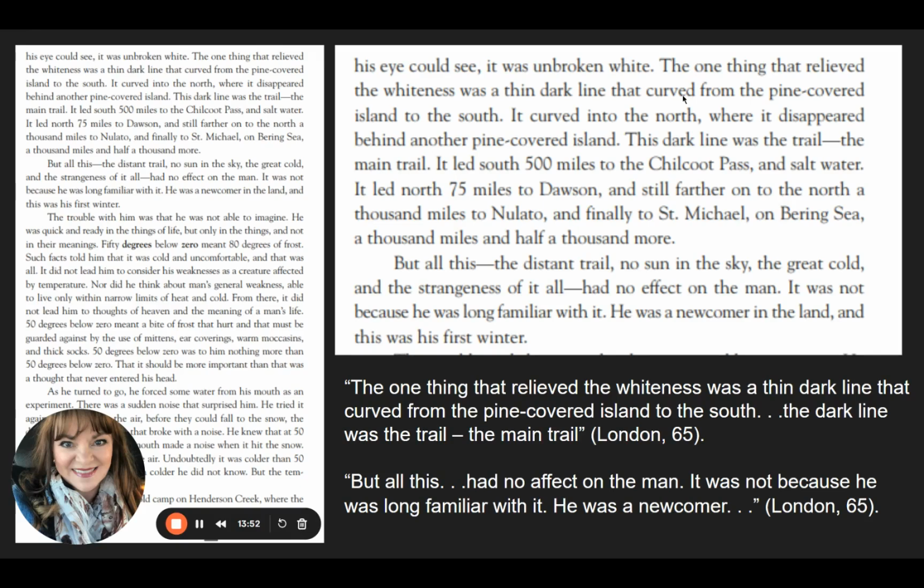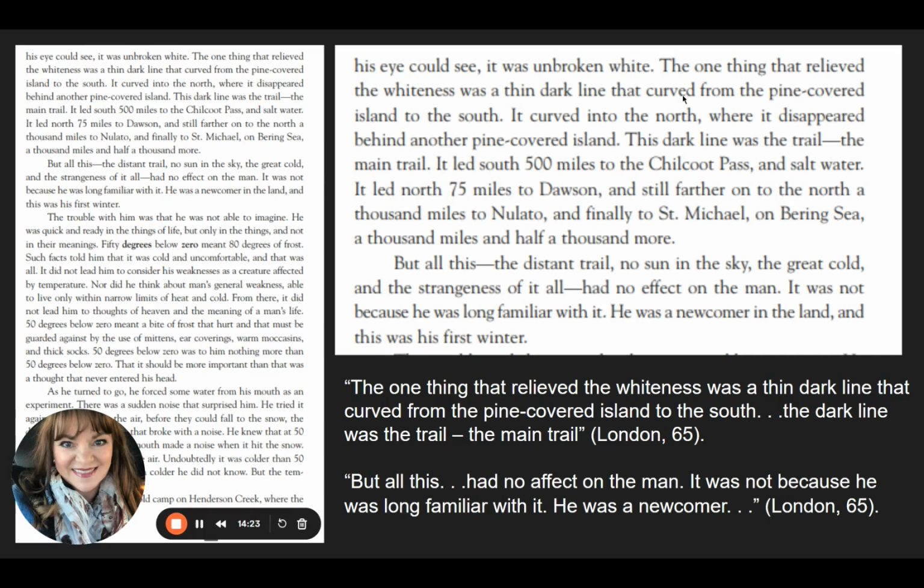50 degrees below zero meant 80 degrees of frost. Y'all, 50 degrees below zero. Not even fathomable. The coldest I think I have ever felt is maybe 24 below, maybe 30 below with a wind chill. This is air temperature 50 degrees below zero. Wow. Such facts told him that it was cold and uncomfortable. So just the facts. And that was all.